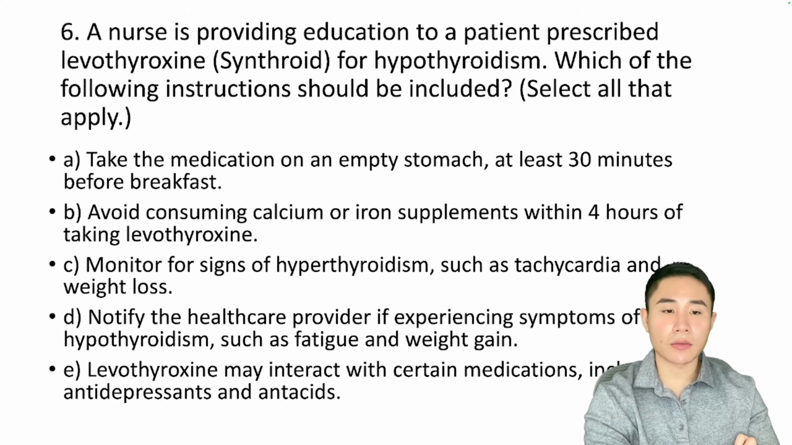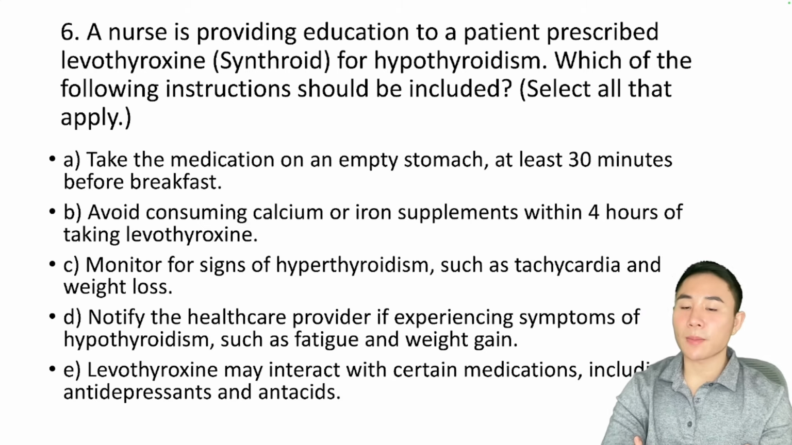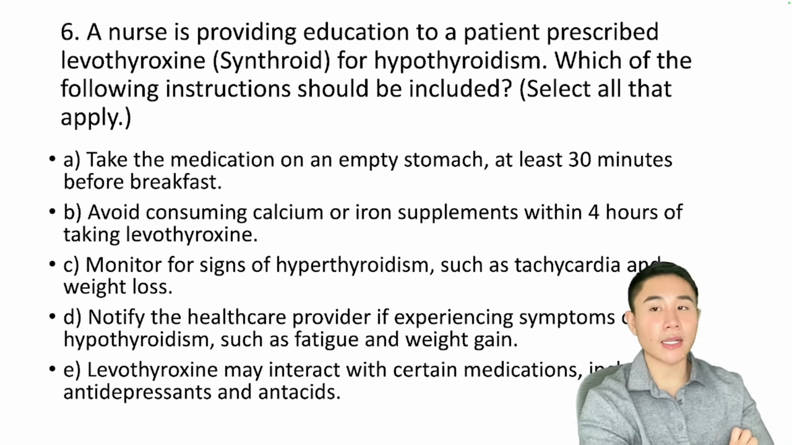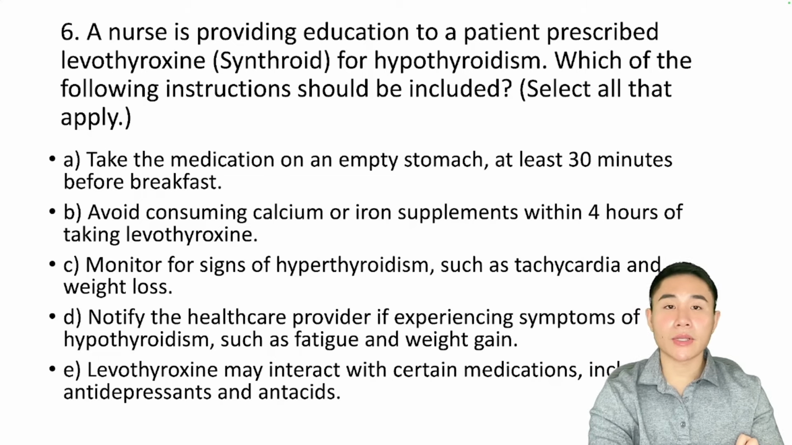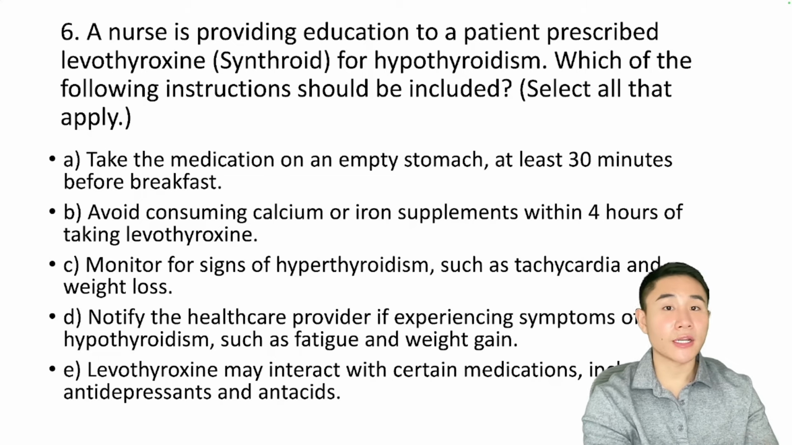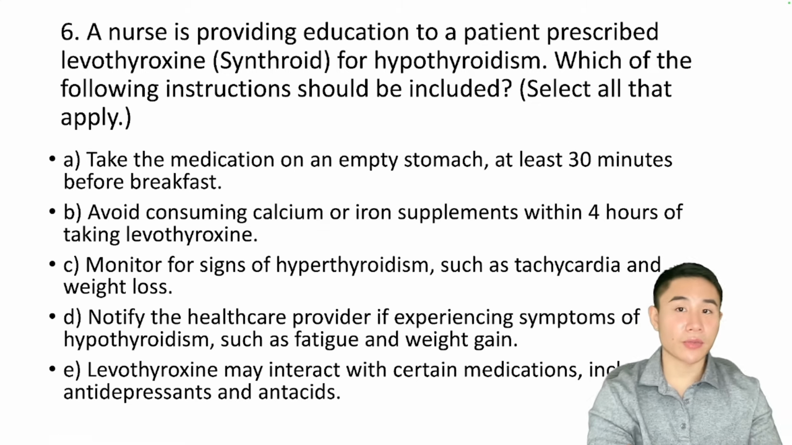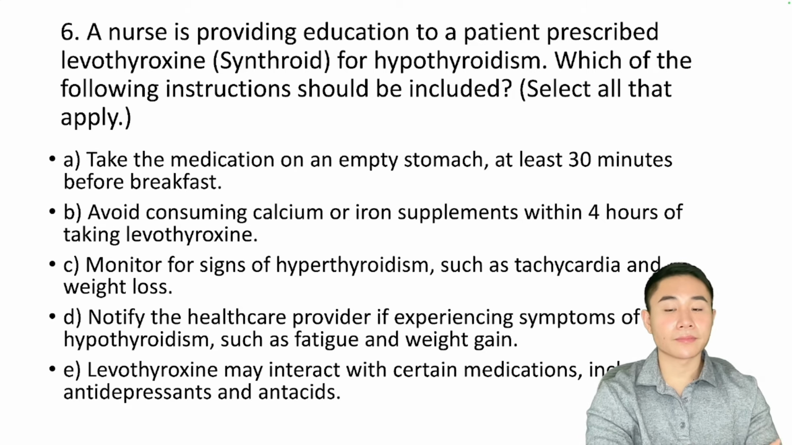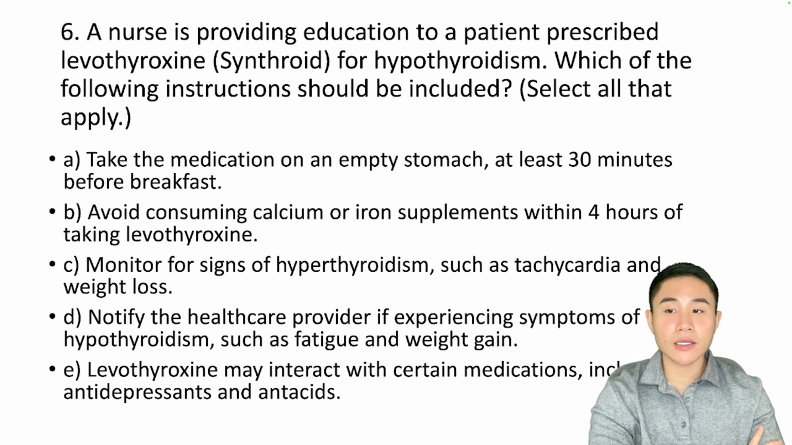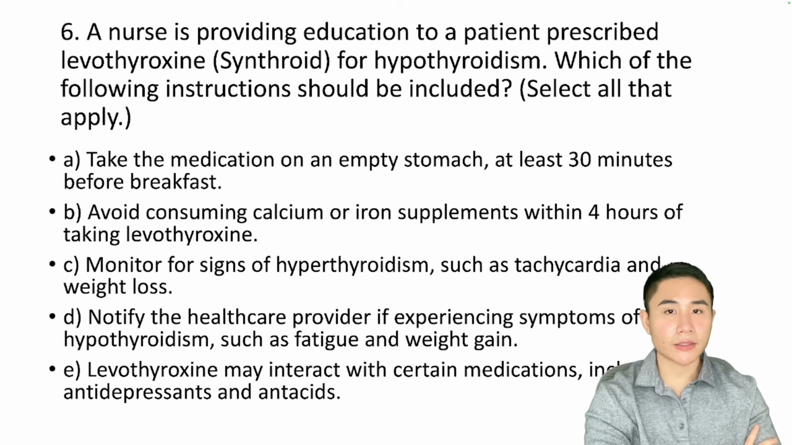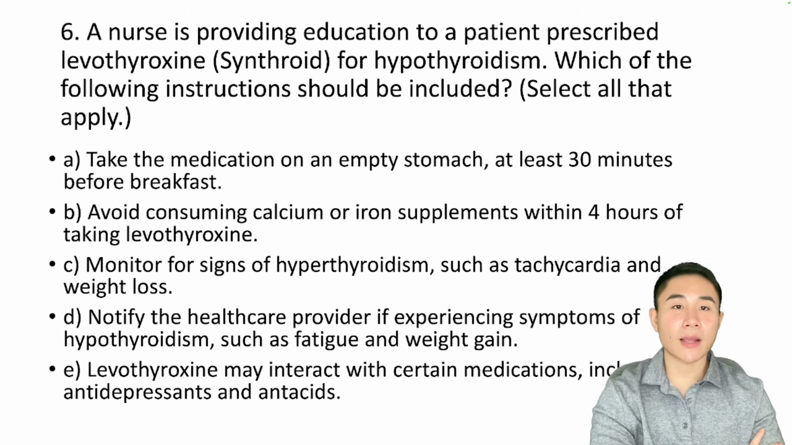D is definitely correct because we need to notify the healthcare provider if experiencing symptoms of hypothyroidism such as fatigue and weight gain, because if the medication dose is not enough, then the healthcare provider can increase the dose because the patient is still experiencing hypothyroidism. So D is definitely correct. So A, B, and D. I don't think C is correct because the patient is having hypothyroidism.